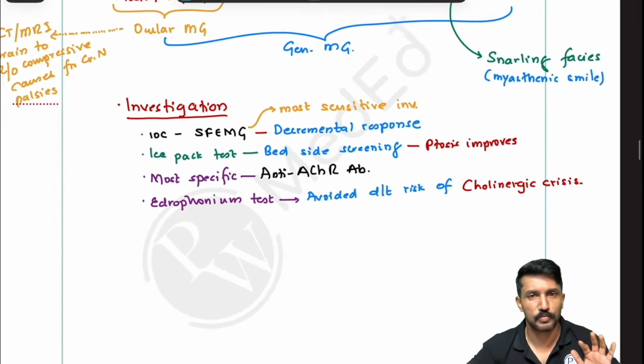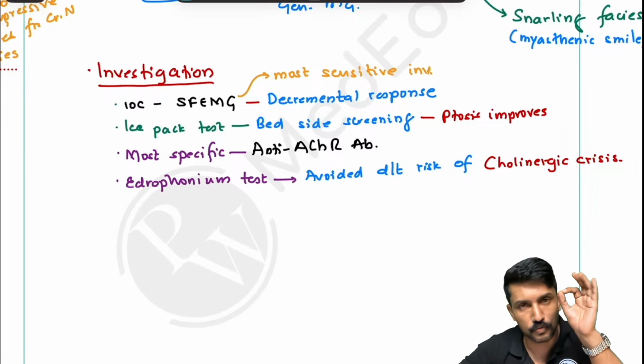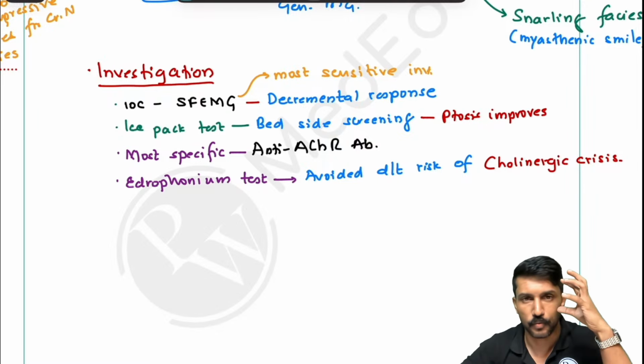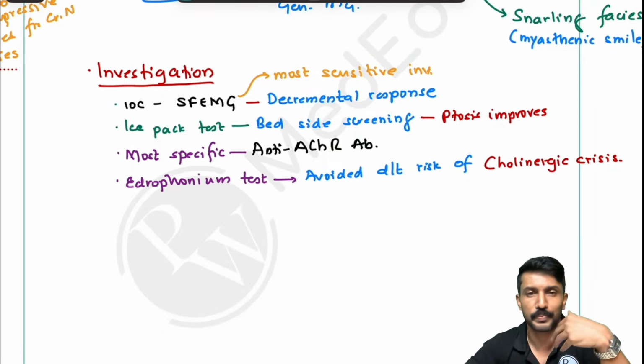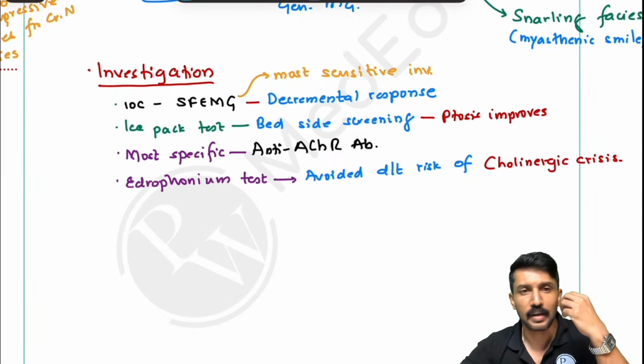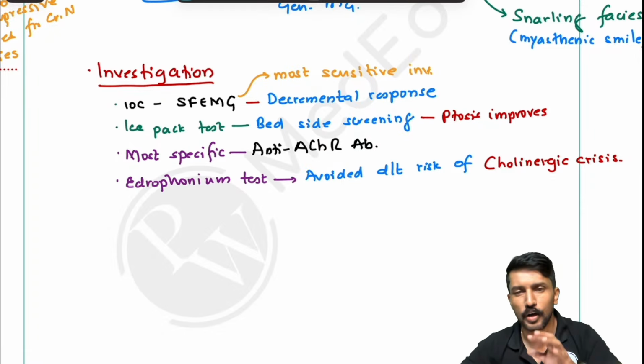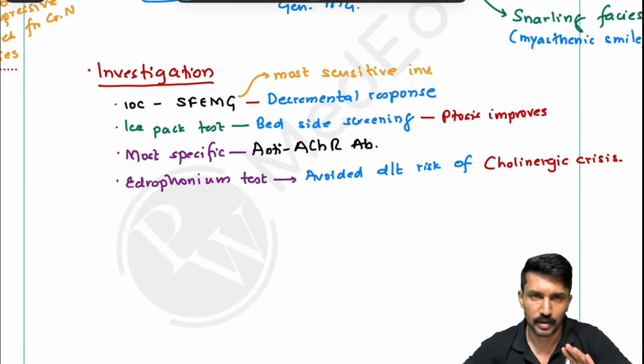So multiple MCQs are possible from investigation. What is the investigation of choice? It is single fiber electromyography. What does it show? Decremental response on repetitive stimulation. This is the most sensitive investigation. Most specific is anti-acetylcholine receptor antibody. Edrophonium is not performed routinely due to risk of cholinergic crisis.